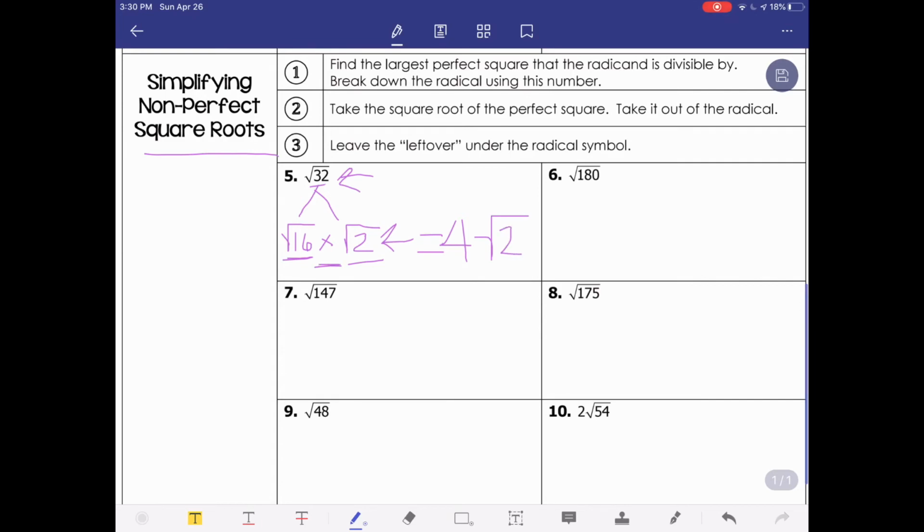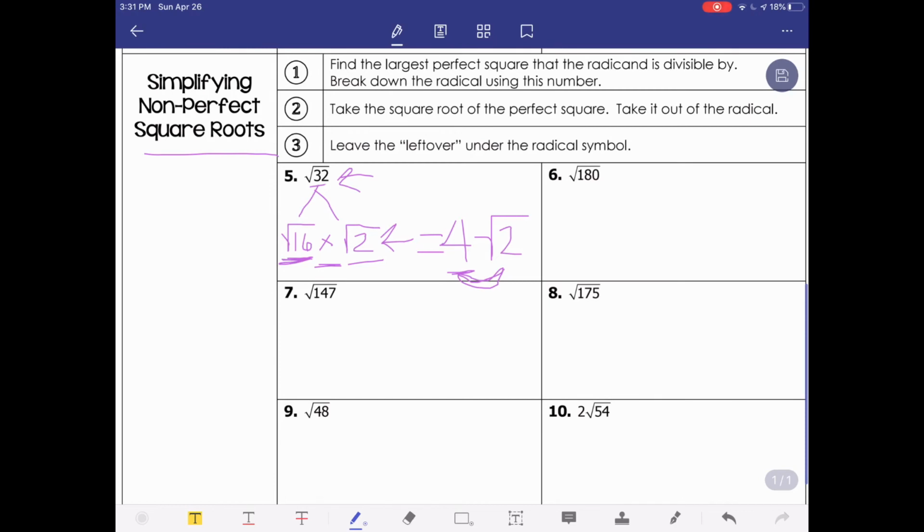These are multiplied, and 4 is now outside of my radical because I did the square root of 16, and you can't multiply if there's something outside the radical and something inside. So we're leaving the 2 inside the radical, 4 staying outside. So the square root of 32 simplified is going to be 4 times radical 2.